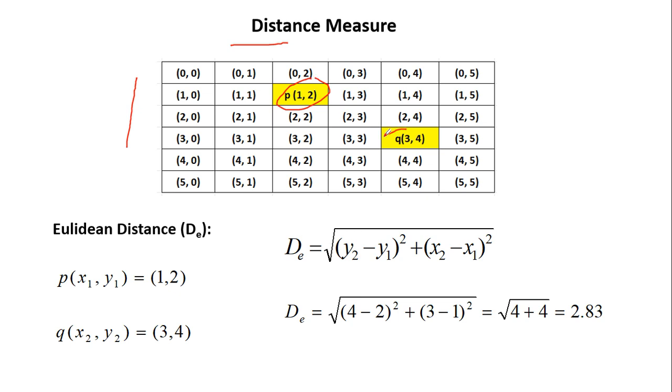Now we will see the Euclidean distance. Euclidean distance is denoted by DE, and it is the square root of (y2 minus y1) squared plus (x2 minus x1) squared. The location of P is 1, 2 and the location of Q is 3, 4, denoted by x1 y1 and x2 y2. When we apply the Euclidean distance formula, we get the square root of (4 minus 2) squared plus (3 minus 1) squared. So we get the distance of 2.83.